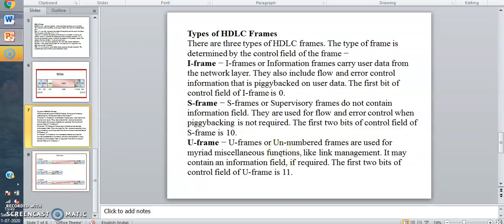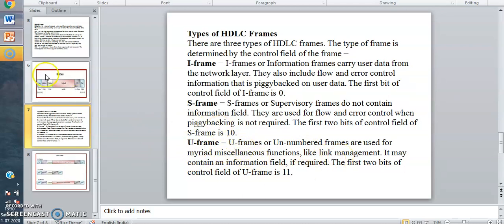Next, these U frames are used for functions such as link setup and disconnection. The name derives from the fact that they do not contain any acknowledgement information, which is contained in sequence numbers. Here we are calling them unnumbered frames. Why do we call U frames unnumbered frames? Because they do not contain any acknowledgement information like sequence numbers. That's why we call U frames unnumbered frames.